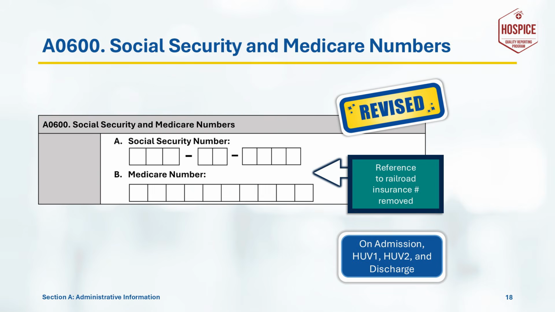Now let's look at the item A0600, Social Security and Medicare numbers. This item is marked revised, and this is only because the old version had a reference to a railroad insurance number that was no longer being used. This item is included on each of the item sets since it is used for record matching.